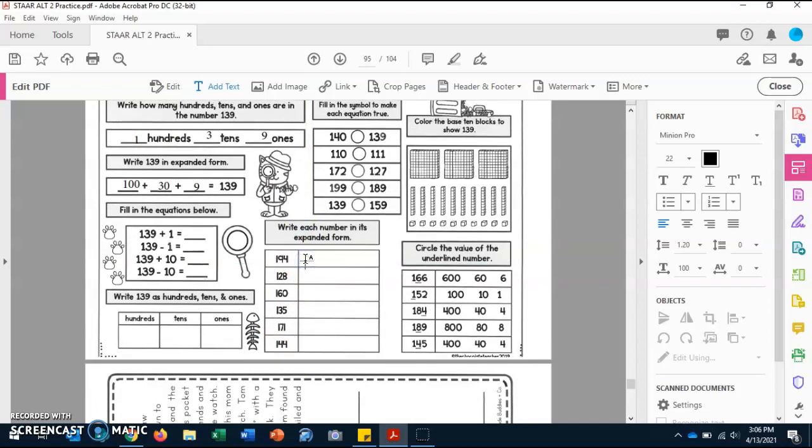So here, I will help you with the first one. So this is 194. So how would you write in expanded form? So let's say it out loud. 100 plus 90 plus 4 is the same thing as 194.